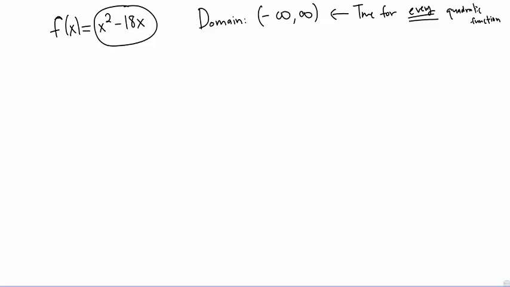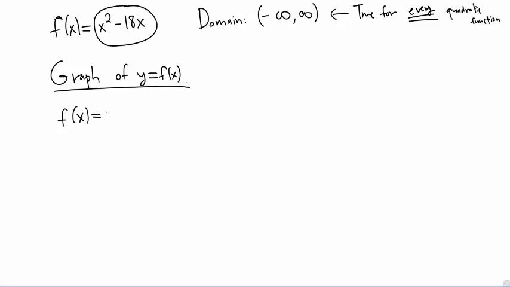Right? Because every quadratic function is defined by a formula in the form ax squared plus bx plus c, and that is defined for every real number x. What about the graph of this function? What does it look like?